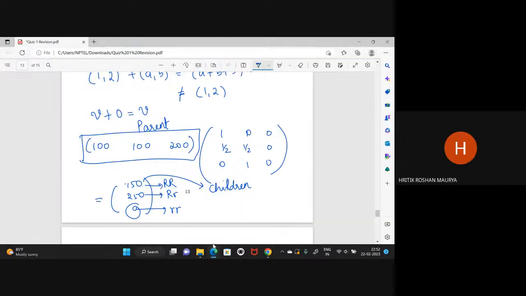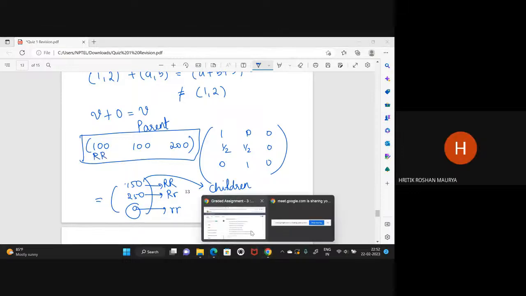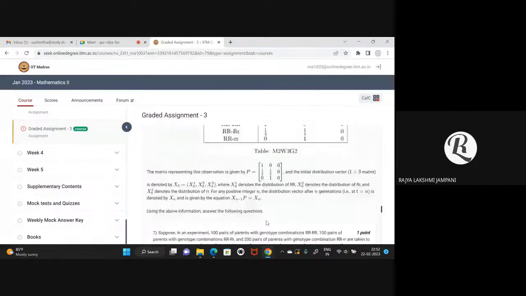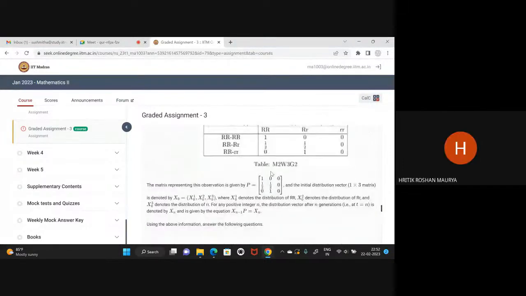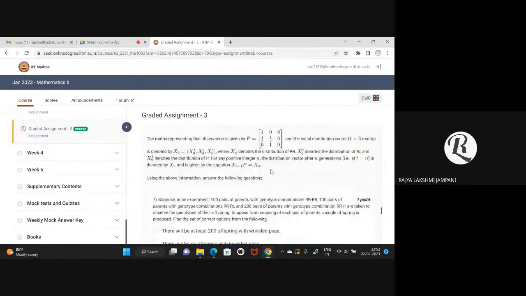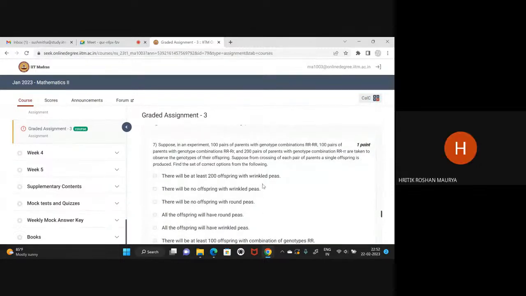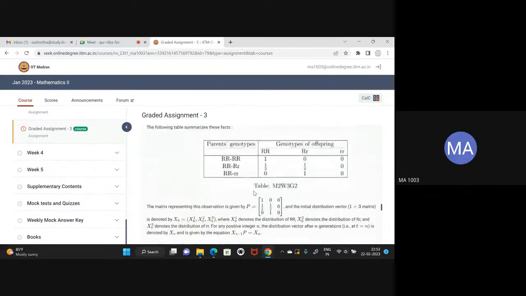Okay, ma'am. This much I understood, but see the parent. That 100 is not RR, that is RR dash RR. It is written in the 7th one: 100 pairs of parent genotype RR dash RR. Which means one is RR, the mother is RR, the father is also RR, that way. That's going to give you an output of RR.